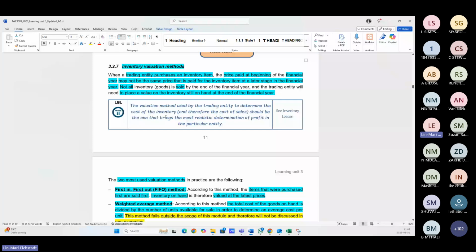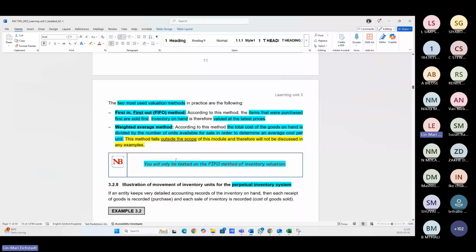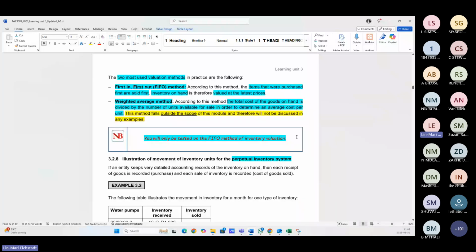So this depends on each entity, which of these two valuation methods they use. We will also explain what the weighted average method does, but in FAC 1503, you will only be tested on the FIFO method of inventory valuation, and we'll do an example to explain that in more detail.